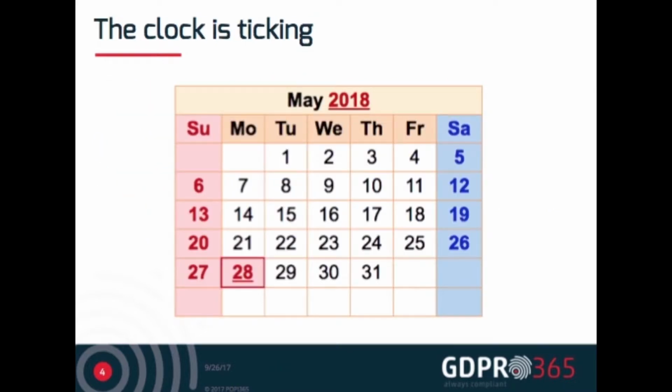The clock is ticking on the GDPR. On the 28th of May 2018, it will become law throughout the European Union. So companies have until then to comply, or at least they have until then to be in a situation where they're at risk of non-compliance.